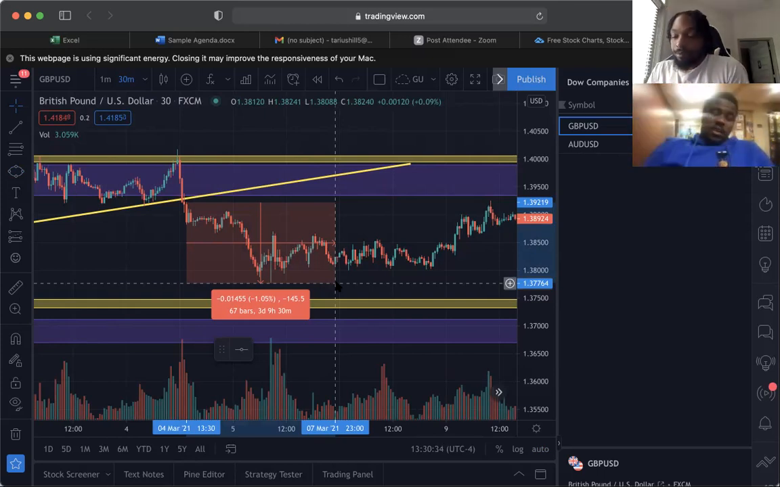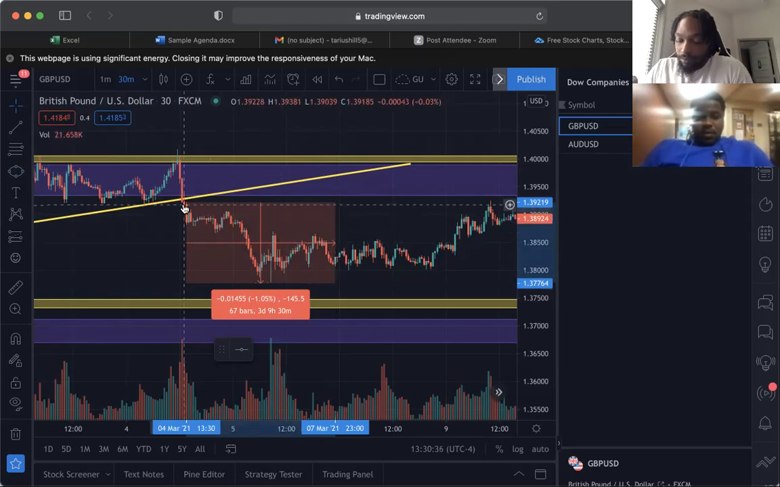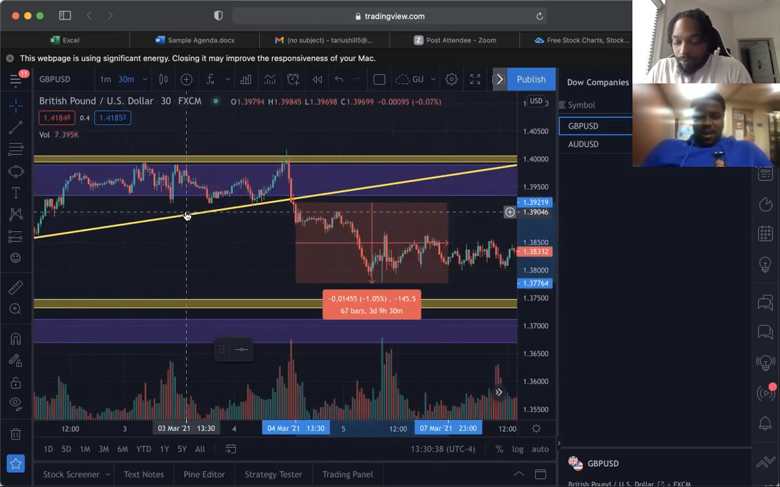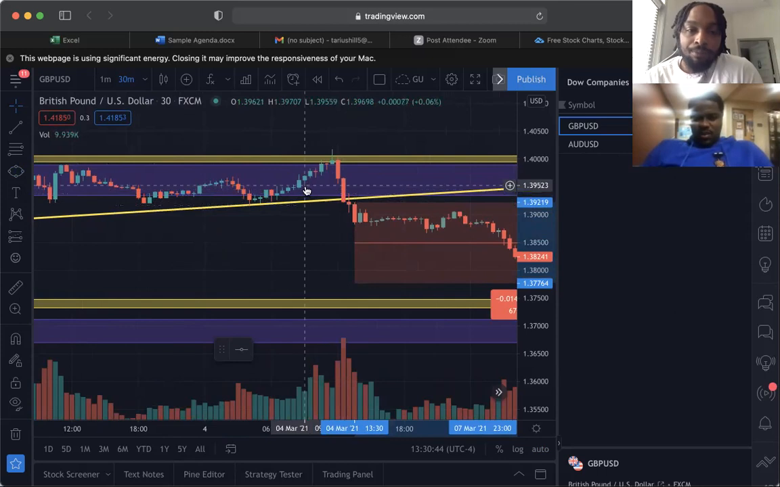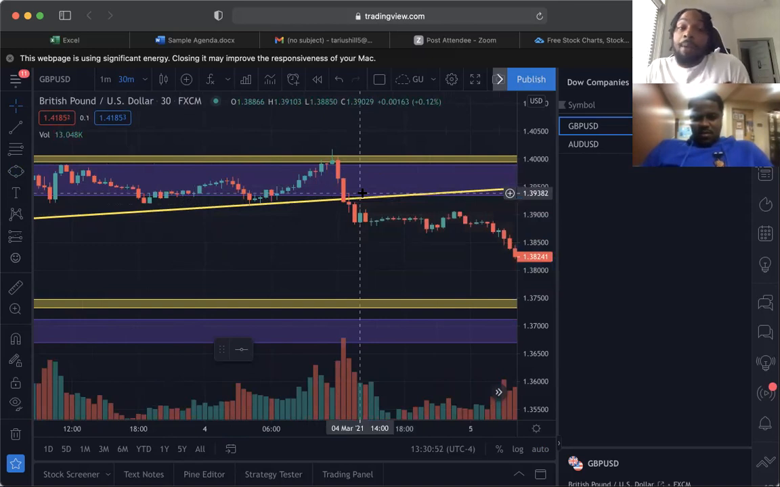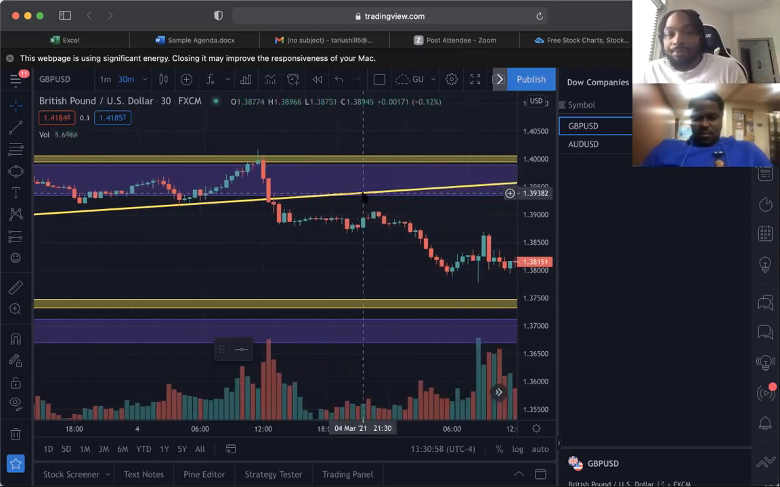At this point, you would have just taken it. Me, I would have got in right off that little zone. Once I seen this candle break this little zone that I had, I would have seen this candle come up and popped my entry right there. That's cool too. That's just a more confident type of entry.